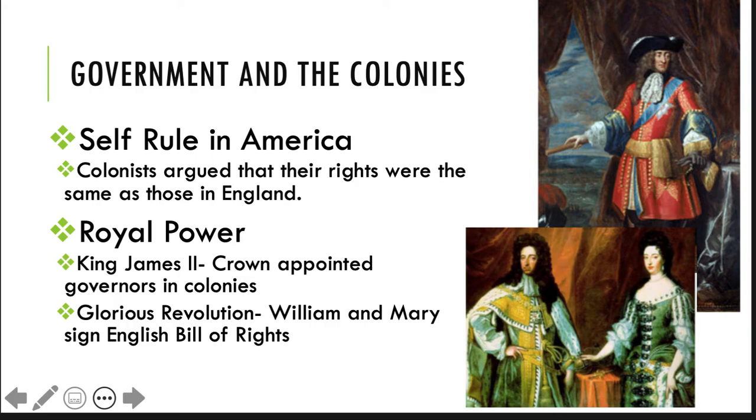The Glorious Revolution is going to take place, where King James II is replaced by William and Mary. When William and Mary come into power, they will sign the English Bill of Rights, something that the colonists will also envy, that they will like. The recognition of the people, again, in the government is very important to the colonists.